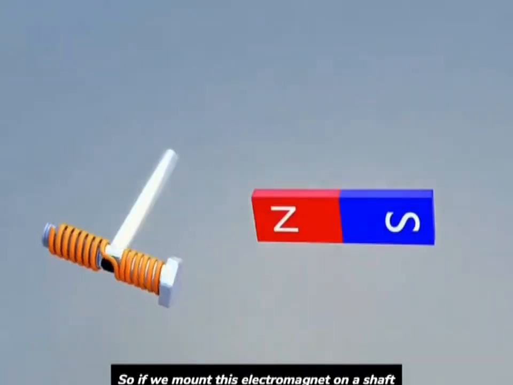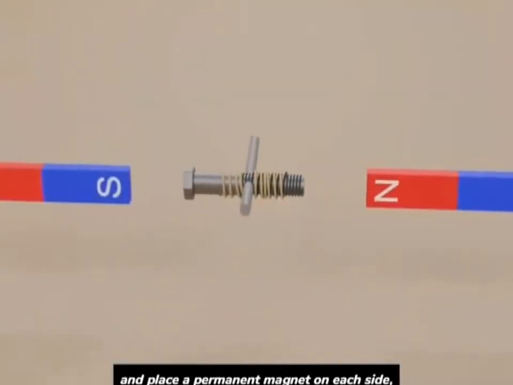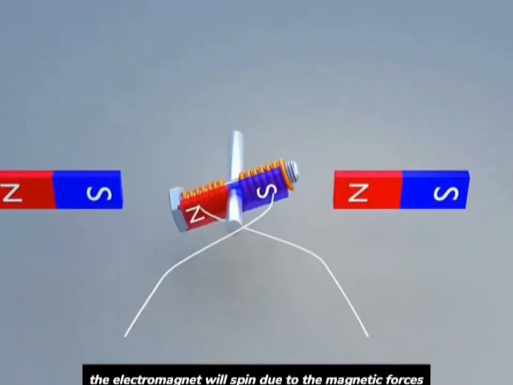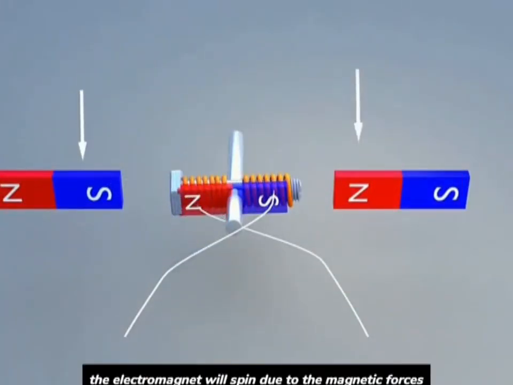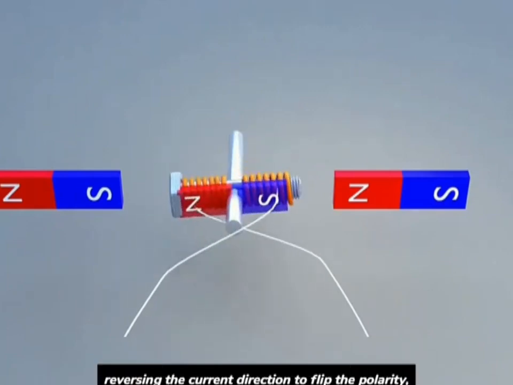So if we mount this electromagnet on a shaft and place a permanent magnet on each side, once powered, the electromagnet will spin due to the magnetic forces acting on it. By continuously reversing the current direction to flip the polarity, the electromagnet keeps spinning indefinitely.